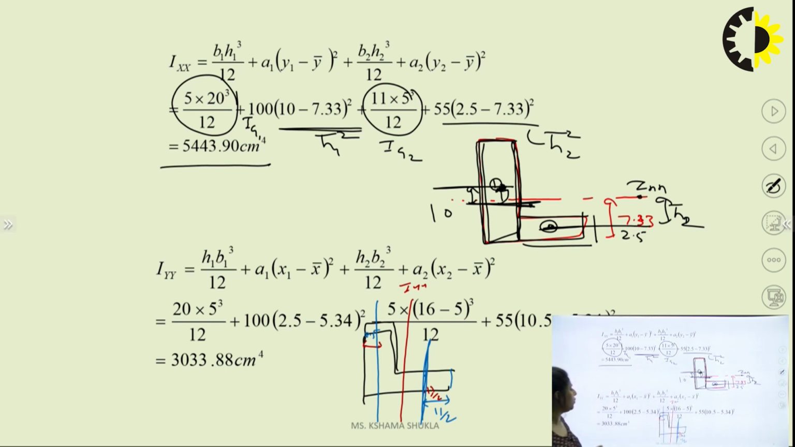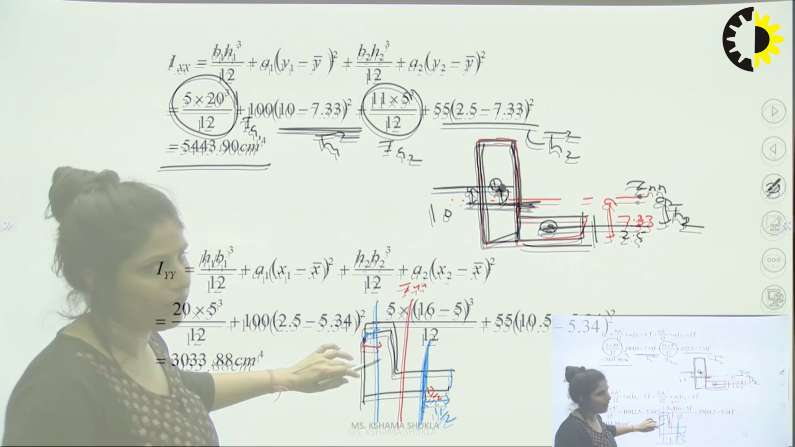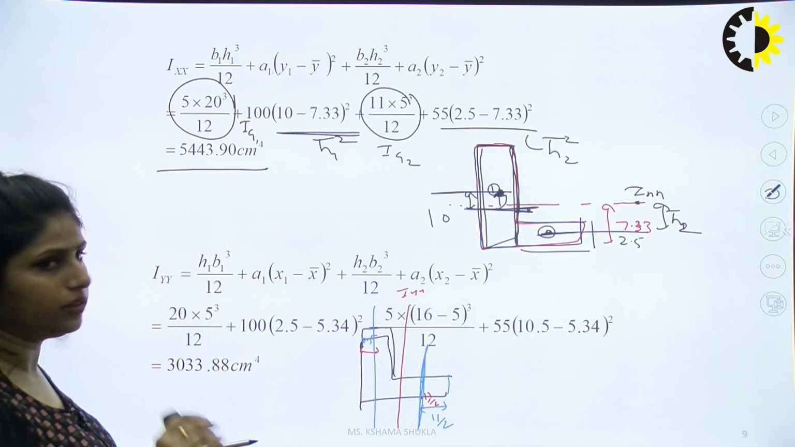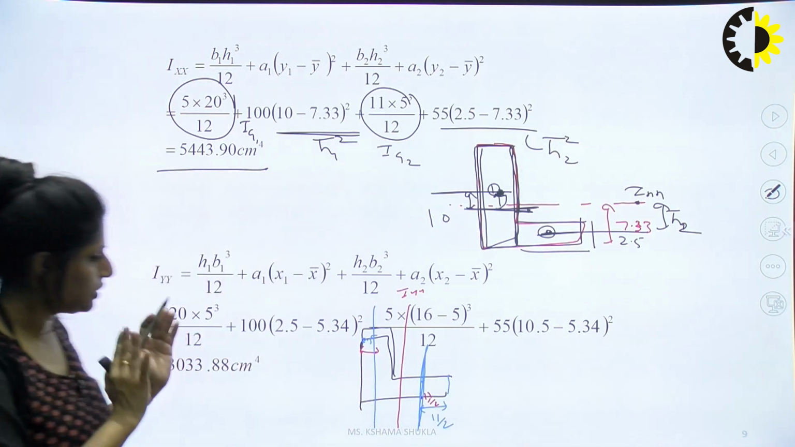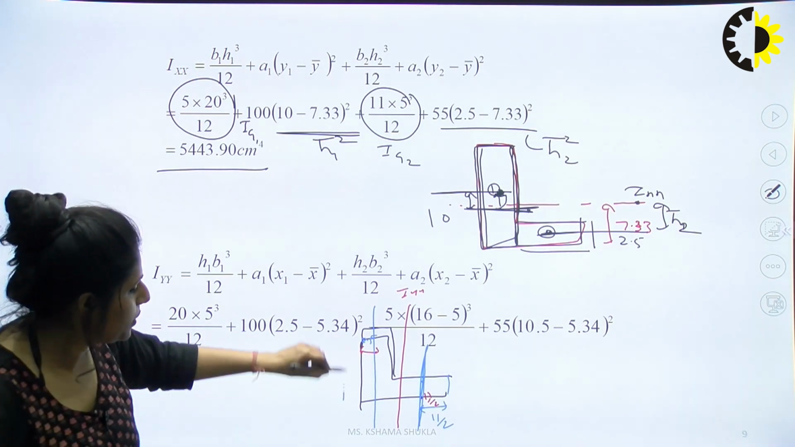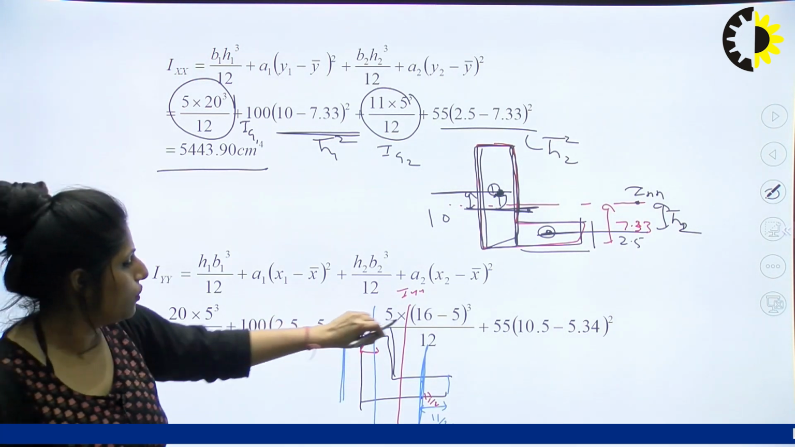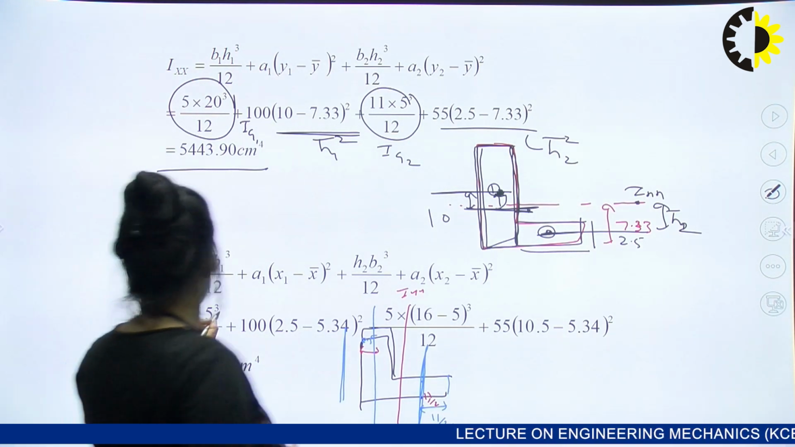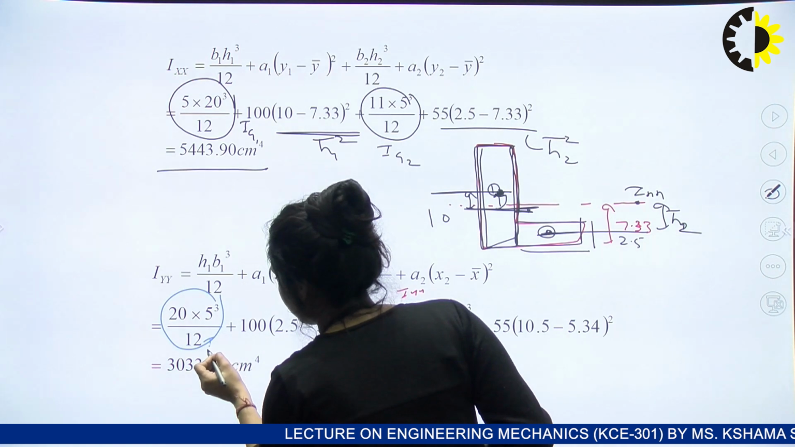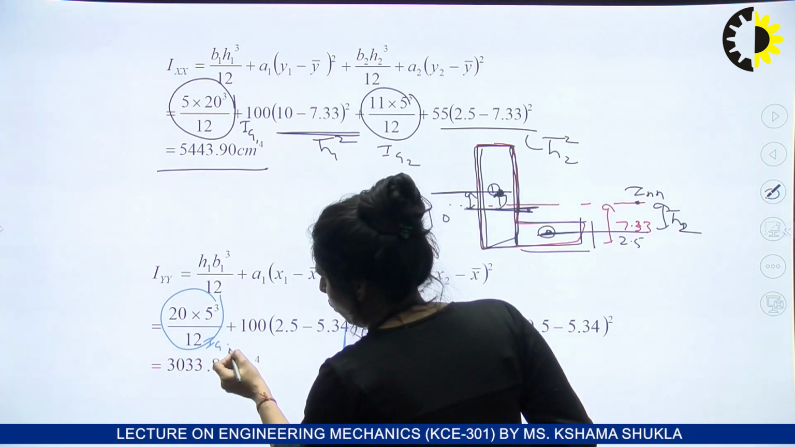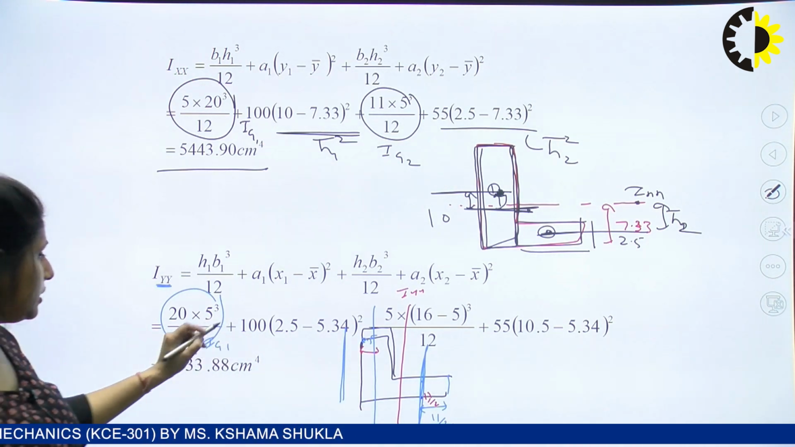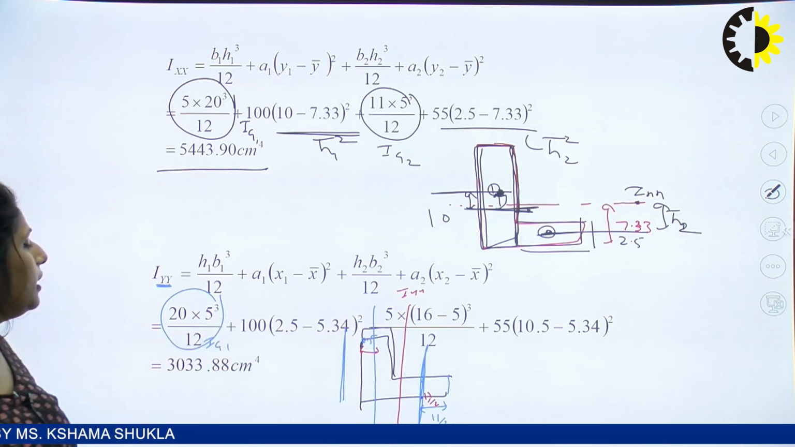Now I need to find the moment of inertia about YY. IYY is simply db cube by 12. Now I see the diagram from here. The value of B is 20 and the value of D is 5. So 20 into 5 cube by 12 is the IG, this is our IG1 for the YY axis. Now A1 is simply 20 into 5.